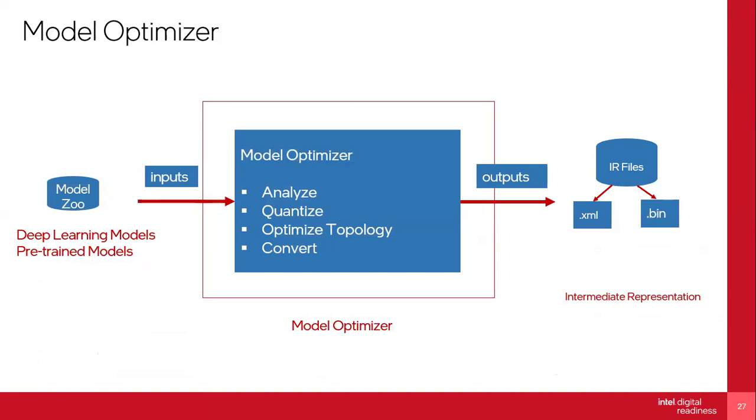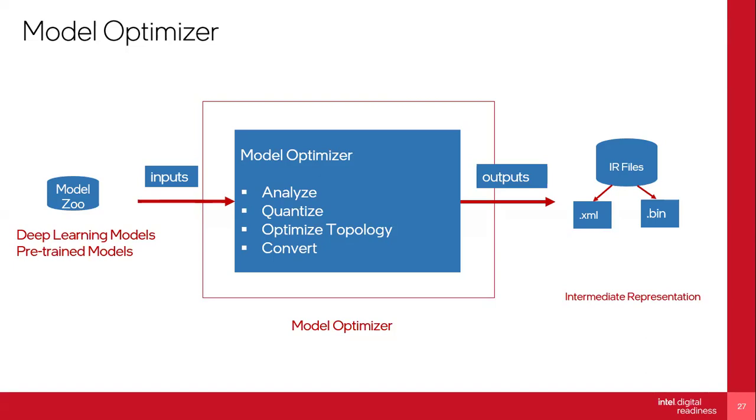You already know you're going to take the deep learning models from the Model Zoo. You're going to take any deep learning model, its bin file and XML files, and just give it as an input into the model optimizer. What it will do is analyze, quantize, optimize and convert it to a small size. So the output will be IR files.